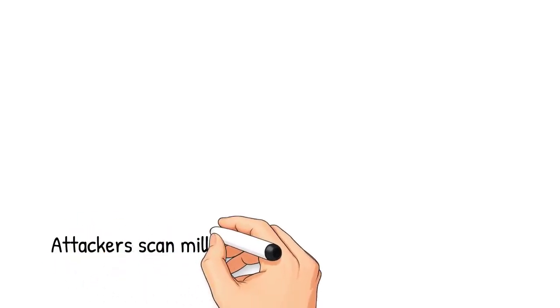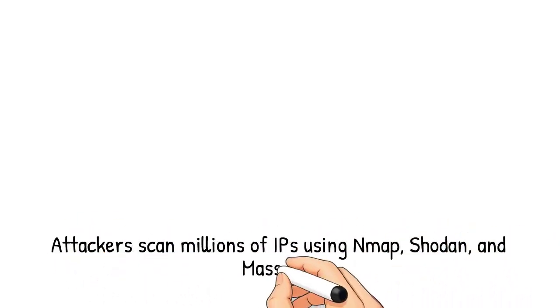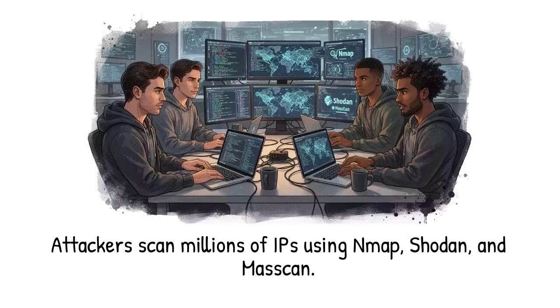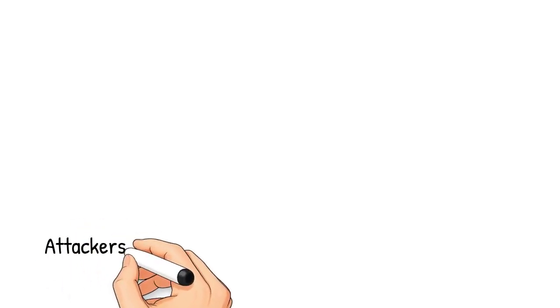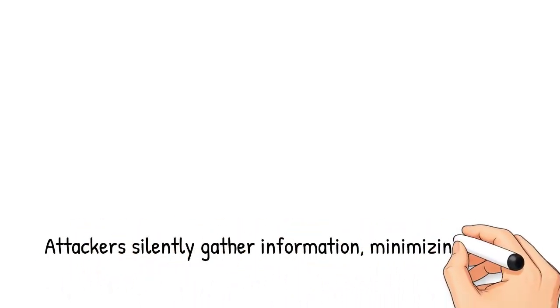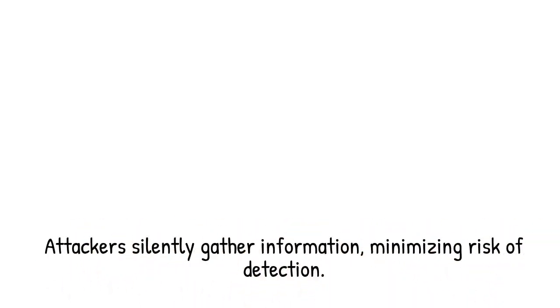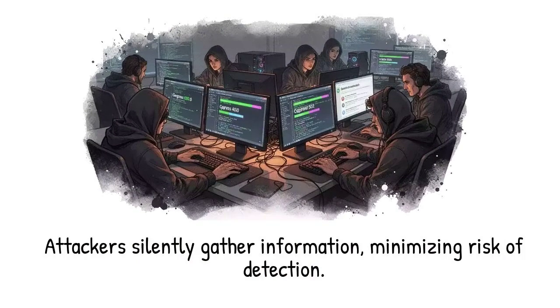In the digital world, attackers use tools like Nmap, Shodan, and Masscan to scan millions of IPs. They look for patterns: an old version of Apache, an exposed database, a misconfigured firewall. They gather everything silently, without triggering alarms. This stage is crucial because attackers want to minimize risk. They don't attack blindly. They attack where the probability of success is highest.